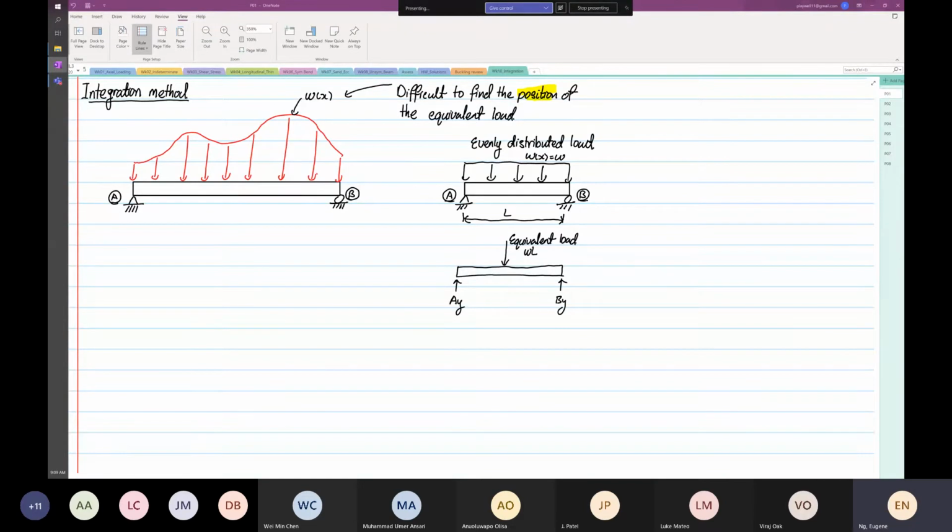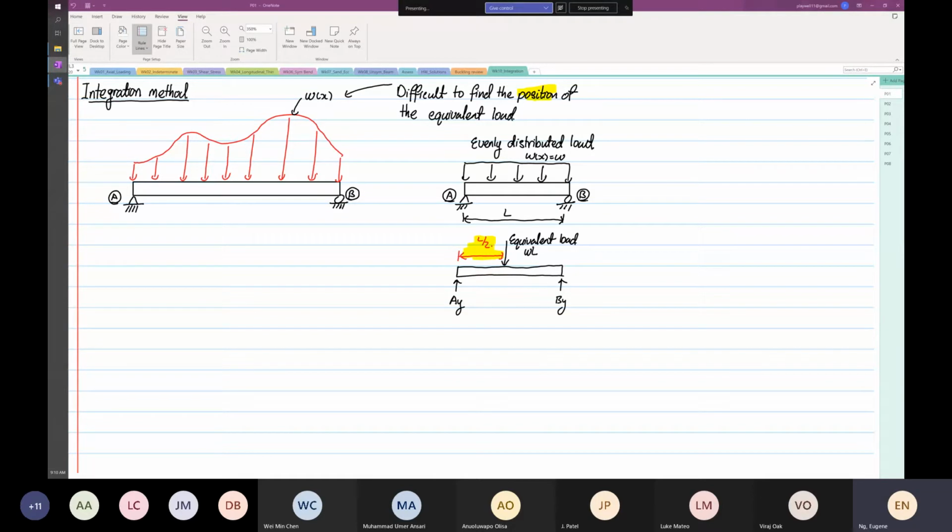And the distance from here to here, can someone tell me what's the distance? Anyone? It is what? L over 2. Yep, absolutely right. That is straightforward. So what I mean by the position is this.